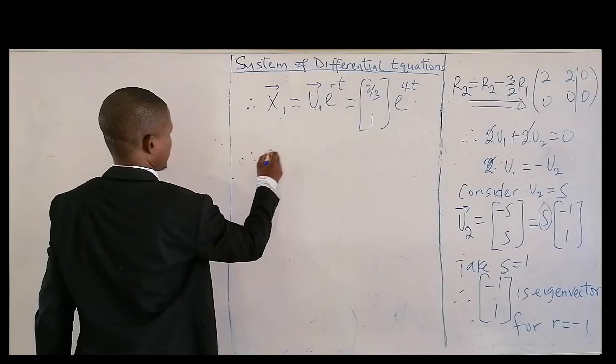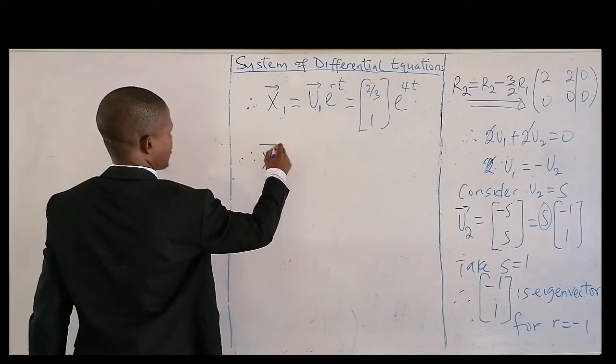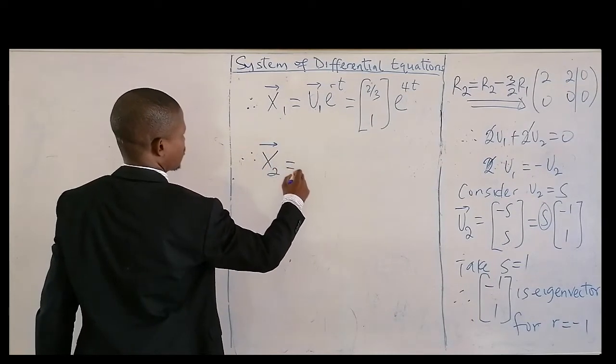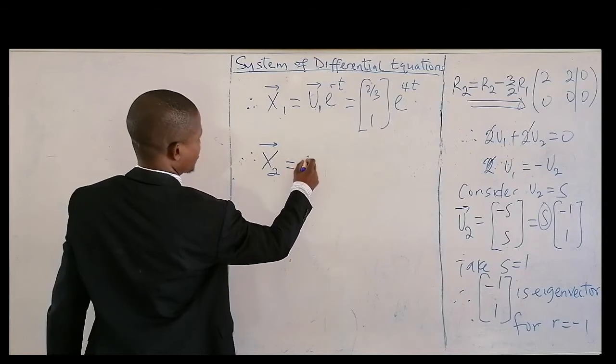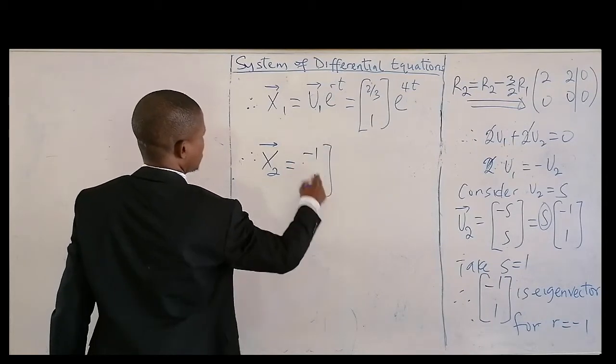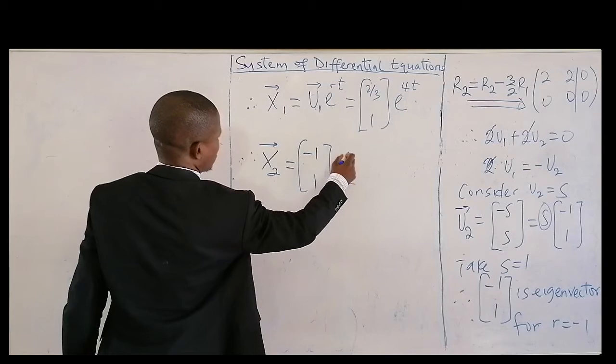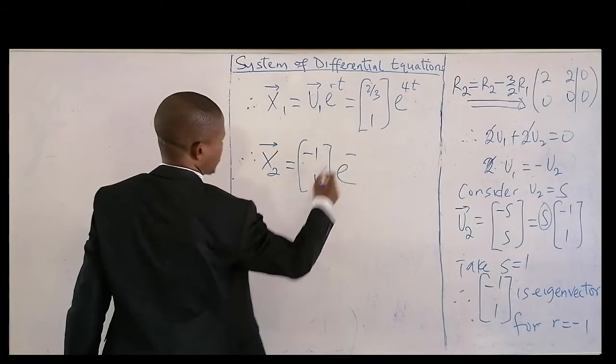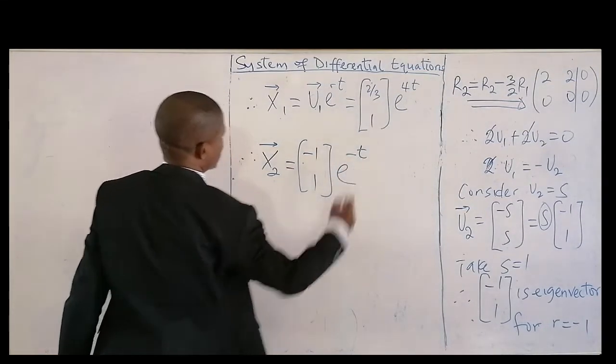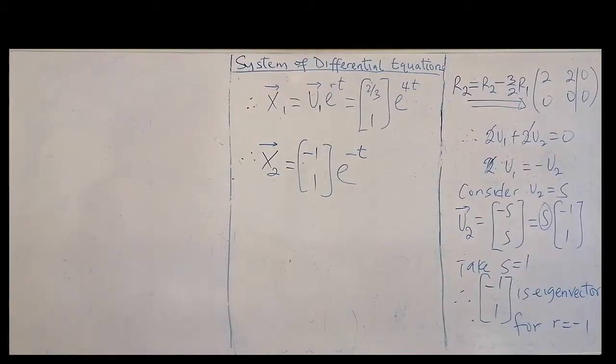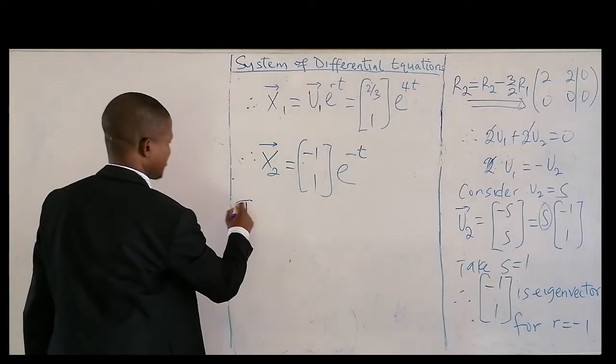So, therefore, the second solution is equal to the vector minus 1, 1, and then exponential, the eigenvalue is minus 1, so times t. So that's the second solution.